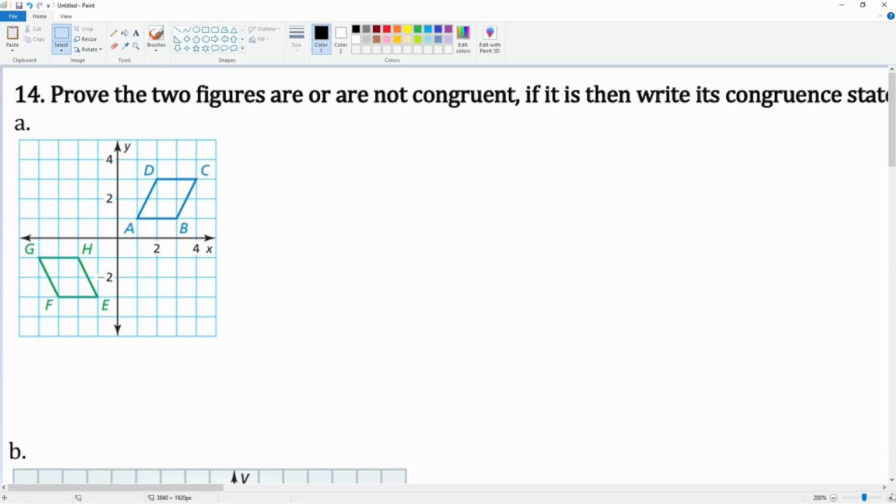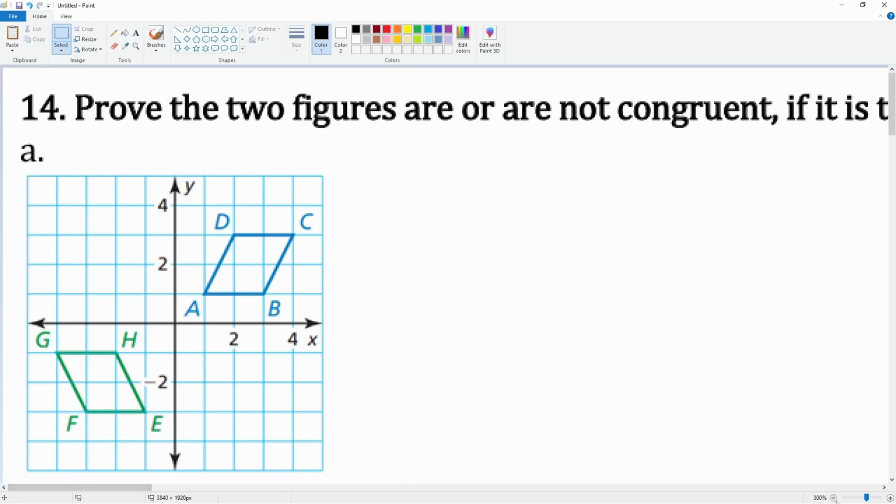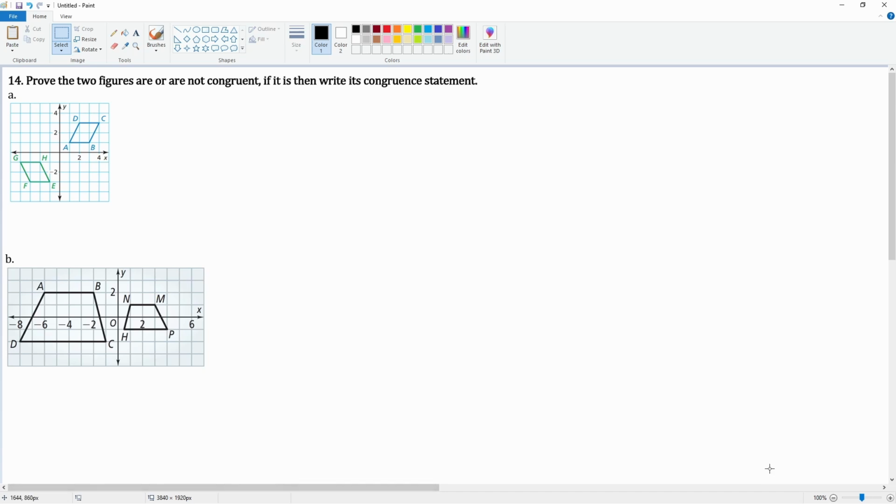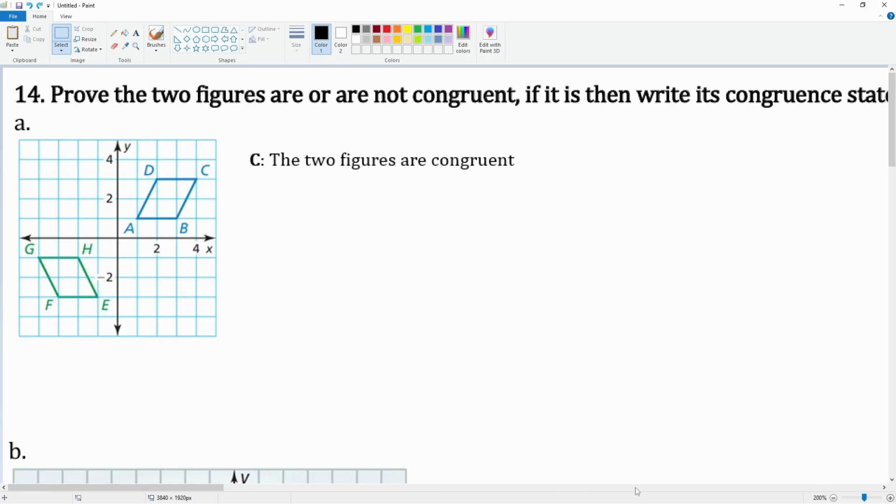Right, here we have number 4. You are going to be proving that the two figures here are congruent or not congruent. Then write its congruency statements if they are. Okay, so the first one, we will say that it is congruent.